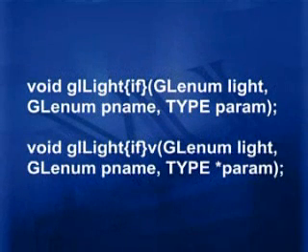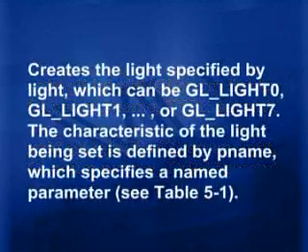void glLighti or glLightf, and we pass parameters GLenum light, GLenum pname, and param. void glLightiv or glLightfv, GLenum light, GLenum pname, and a pointer to param is passed. Now these functions create the light specified by light, which can be GL_LIGHT0, GL_LIGHT1, or so on up to GL_LIGHT7 if we are talking about 8 light sources available.